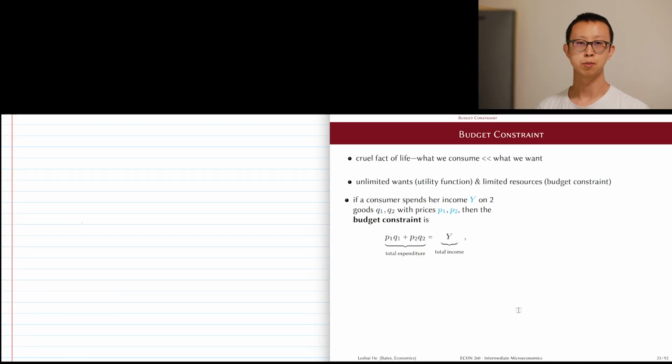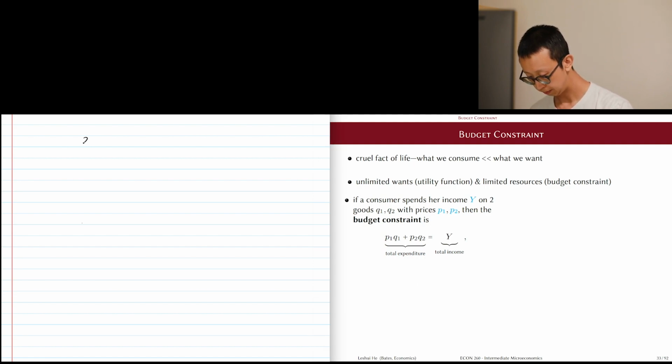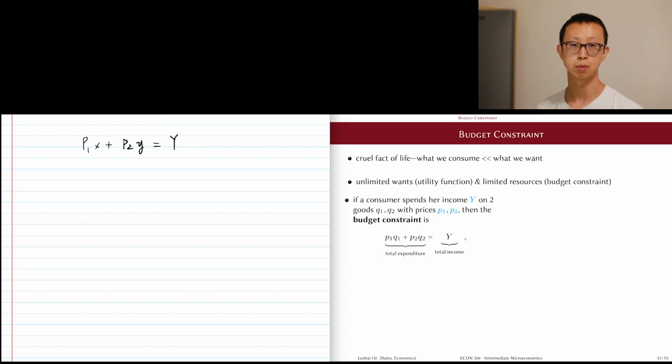To make the algebra more apparent, let's use y as the placeholder for Q2 and x as a placeholder for Q1. In that case, the budget constraint can be rewritten as P1 times x plus P2 times little y is equal to big Y, which is the budget or income here. And now what we want to do is to isolate out little y and write it as an expression of x and all these other exogenous variables.